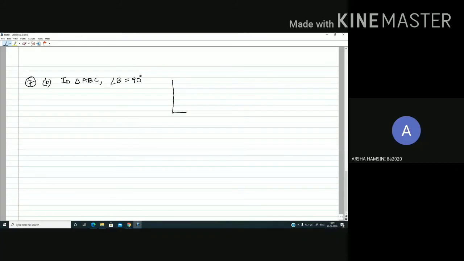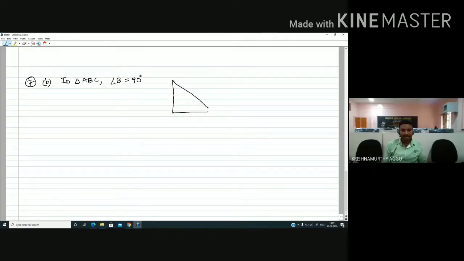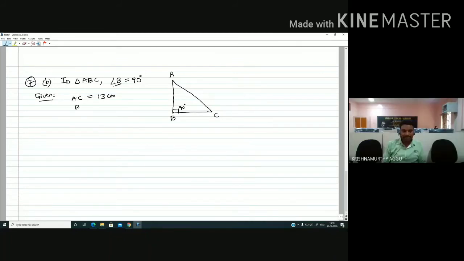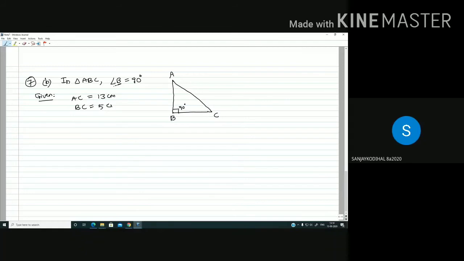I want to draw a right angle triangle picture. So the angle at point B is 90 degrees. You place this point at B, and the angle is how much? 90 degrees. And you assume this one as A and this one as C. Now the right angle triangle is done, with angle B equal to 90 degrees. Further, let us see what they have given to us: AC equal to 13 centimeters, BC equal to 5 centimeters, and which one do we have to find out?